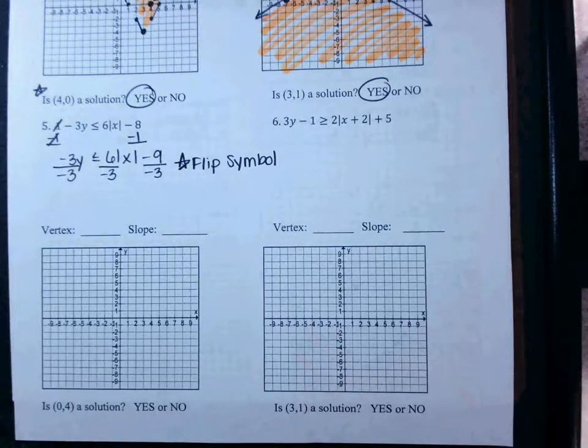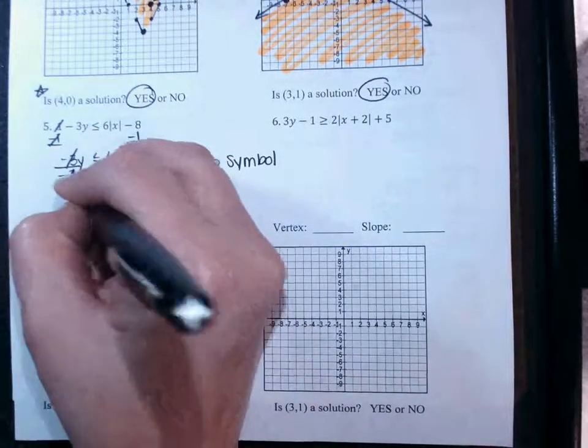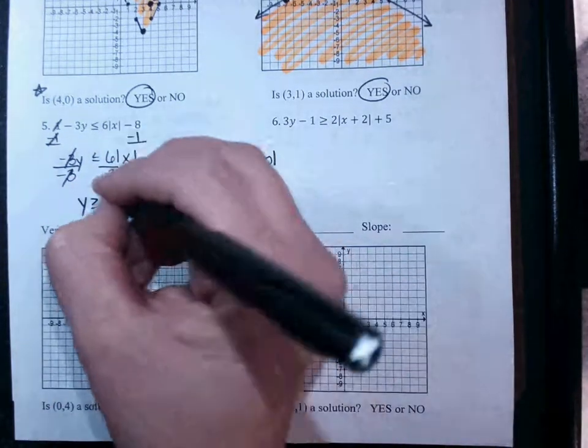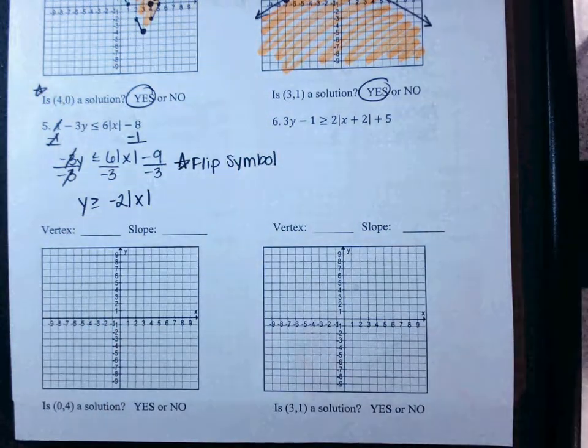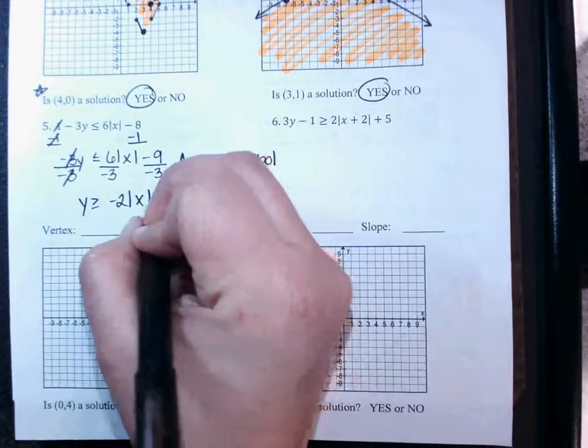Okay, I'm flipping the symbol because I'm dividing by a negative. So these guys cross out. Now it's y greater than or equal to. What is 6 divided by -3? -2. x is alone in the bars, and then -9 divided by -3. What happens there? +3.